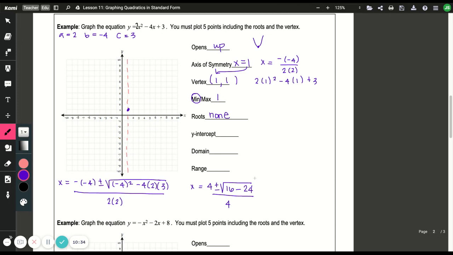So if you go to solve this, we could simplify this answer using imaginary numbers or complex numbers, but it doesn't make an actual x-intercept. They're imaginary. They're not real x-intercepts. So it will never cross the x-axis. The y-intercept is our c, so that's 3.